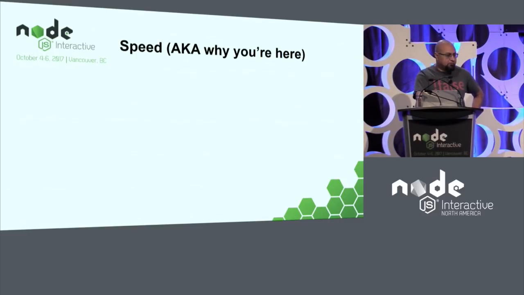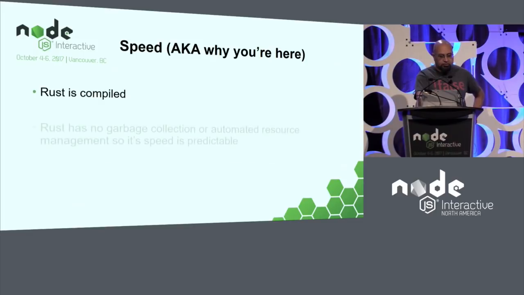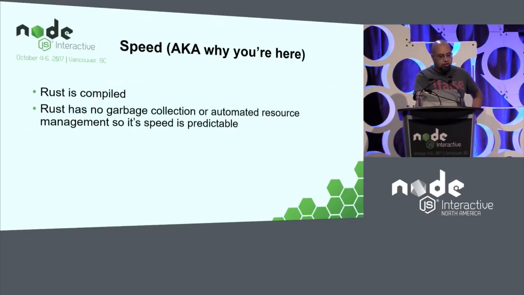So speed, AKA why you're here. Rust is a compiled language, which means that it has its own tool chain and spits out a binary at the end. For that reason, it's not necessarily appropriate for modules that you're going to distribute, because obviously if you distribute Rust, then they have to install the Rust toolchain, but for internal modules and things like that, it's a great choice. Rust has no garbage collection or automated resource management.